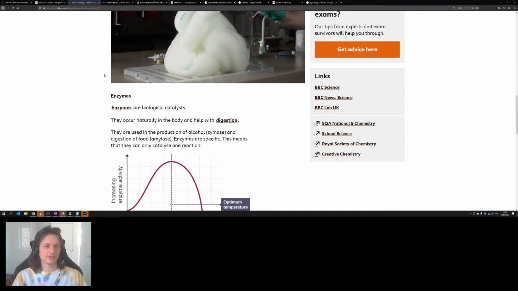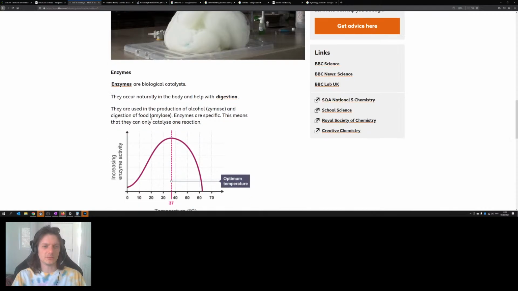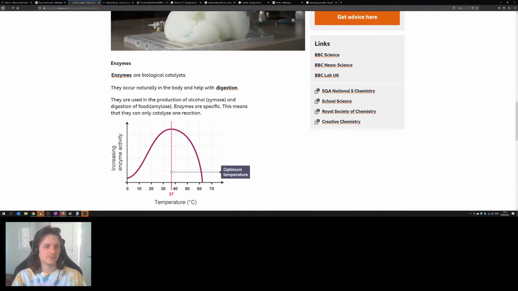Enzymes are biological catalysts. They occur naturally in the body and help with digestion. They are used in the production of alcohol, zymase, and digestion of food, amylase.